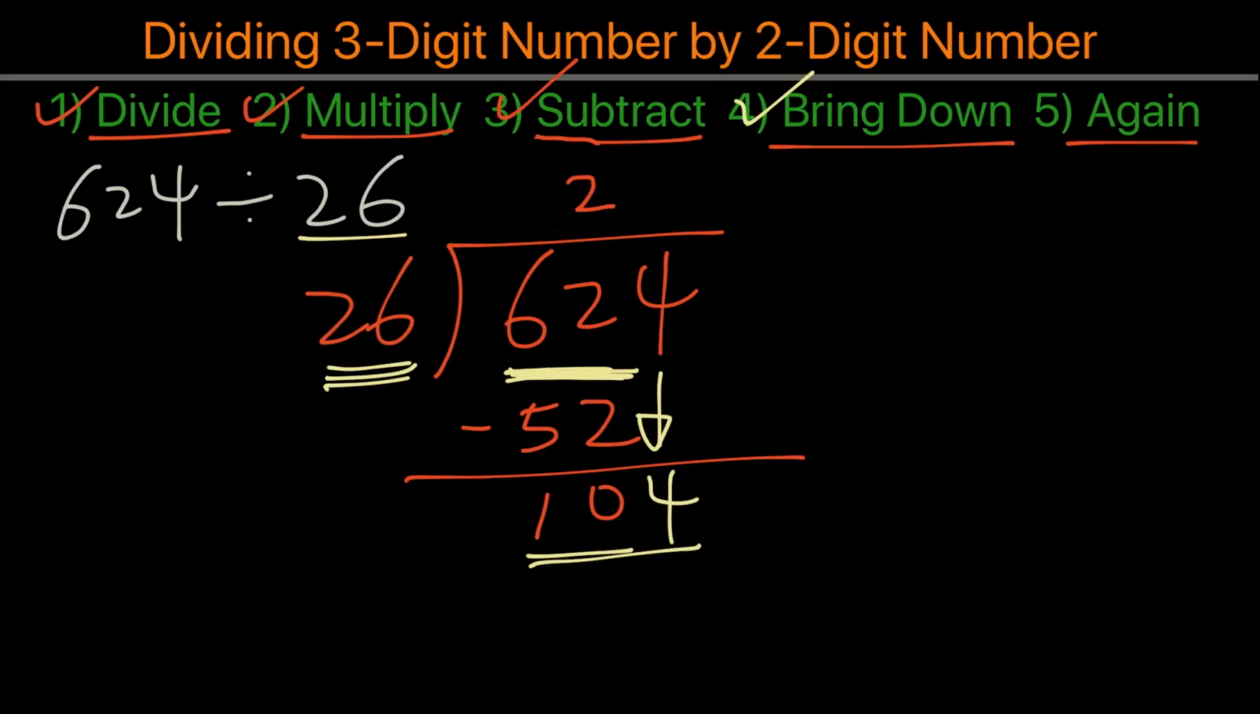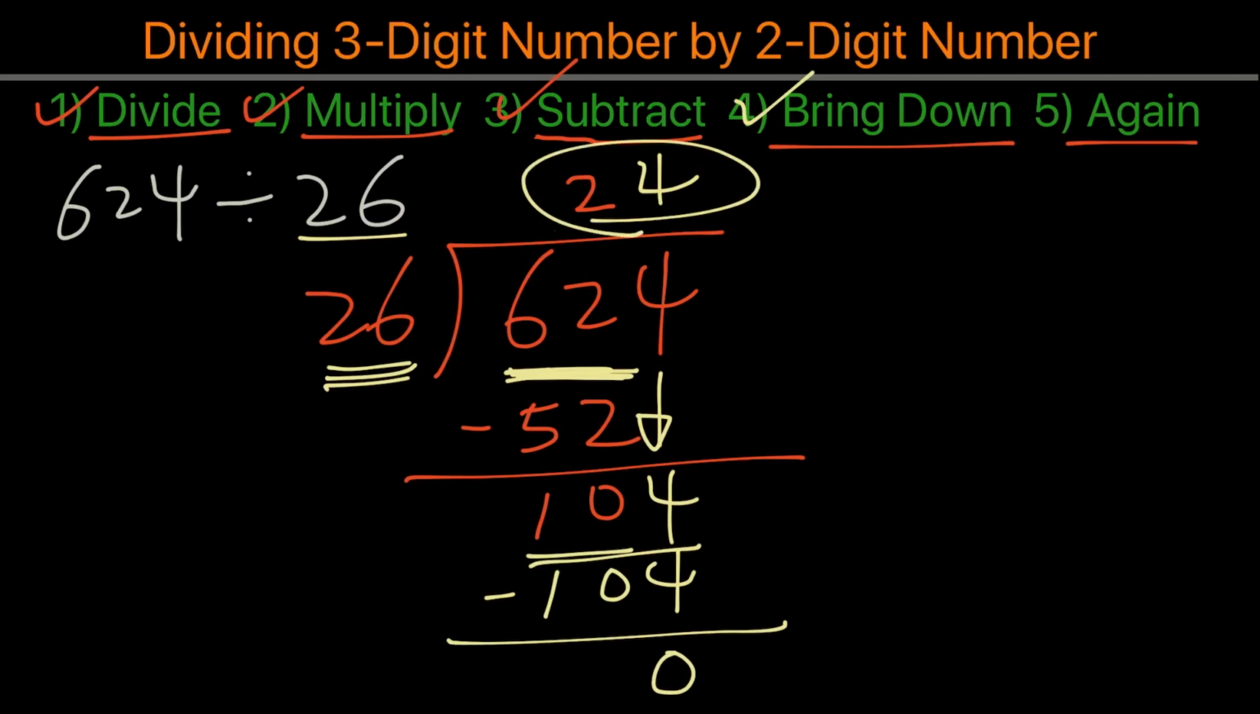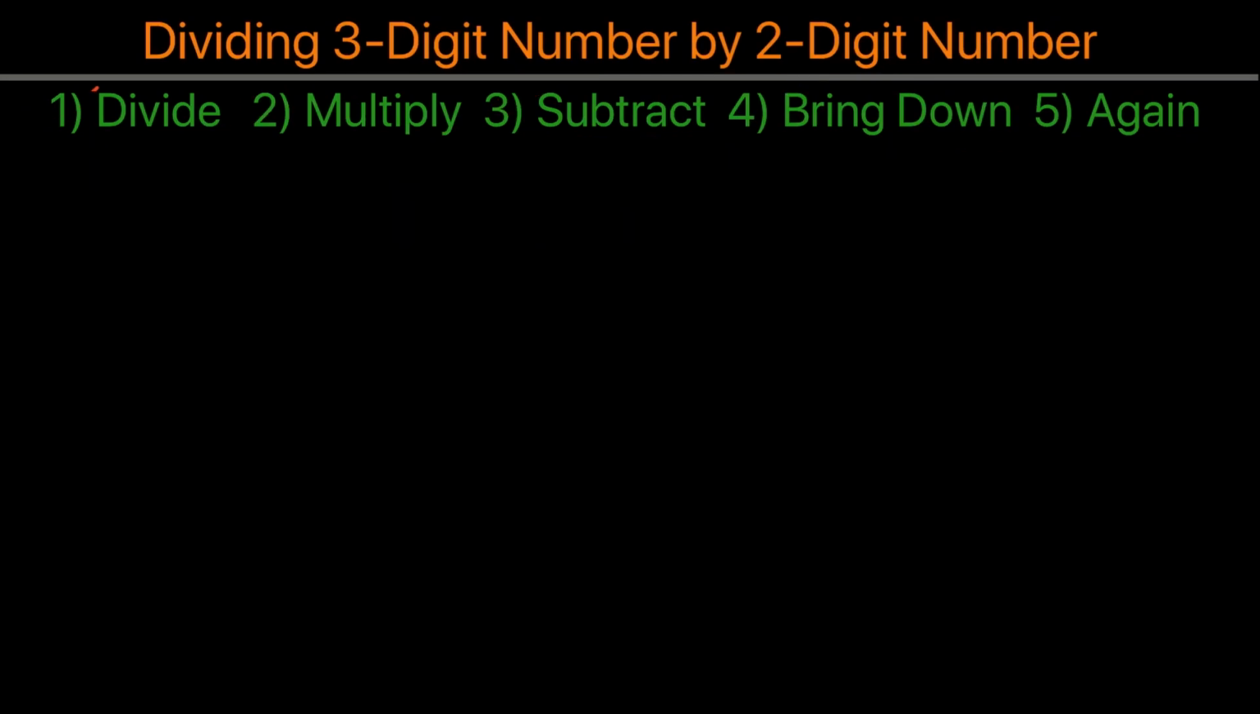And the number that we would times 26 by would be 4, as that would come out to 104 exactly. And after we subtract, the remainder is 0. And so our answer here will become 24. What about this one?